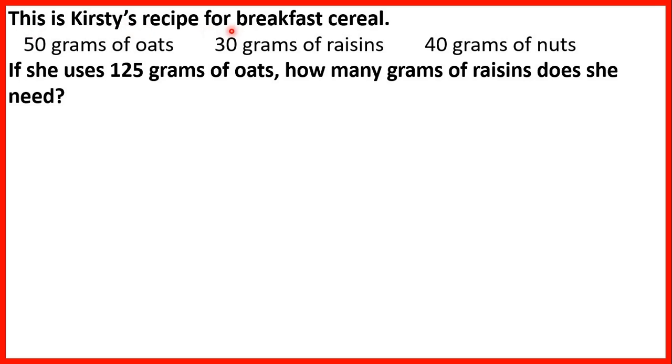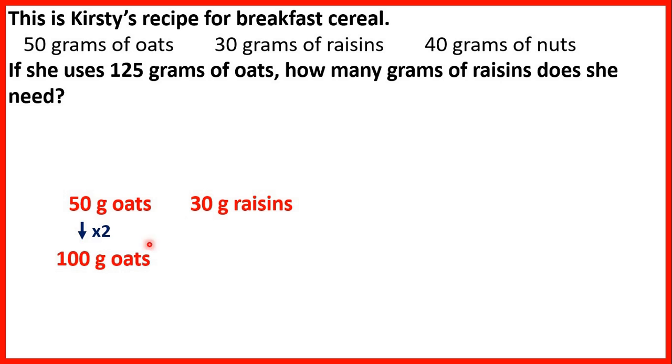This is Kirsty's recipe for breakfast cereal. 50 grams of oats, 30 grams of raisins, 40 grams of nuts. If she uses 125 grams of oats, how many grams of raisins does she need? So we know that in her recipe, she needs 50 grams of oats for 30 grams of raisins. So if we double the number of oats, 50 times 2 is 100, and 30 times 2 is 60. So for 100 grams of oats, she would need 60 grams of raisins.